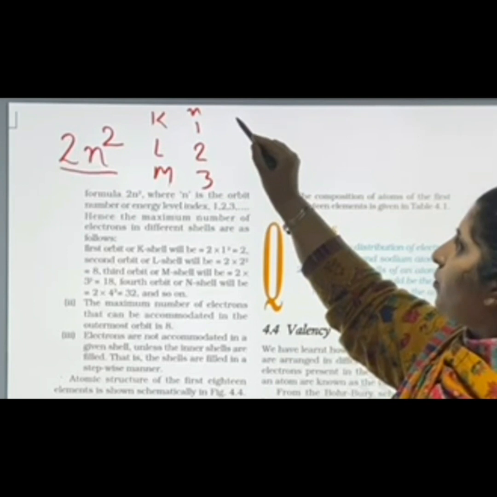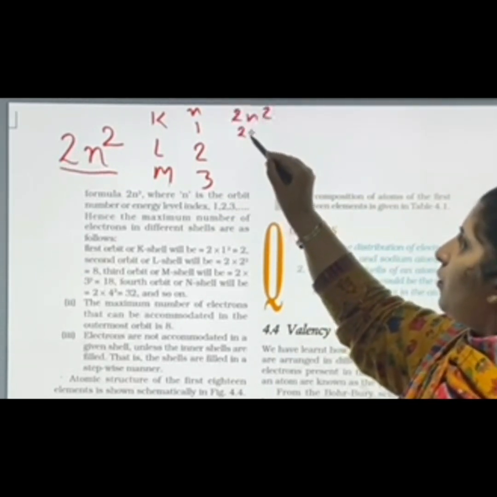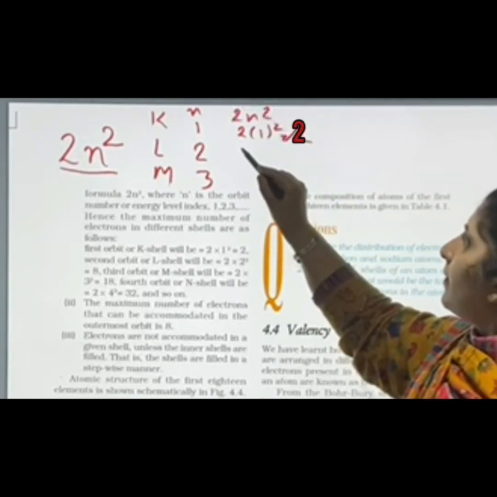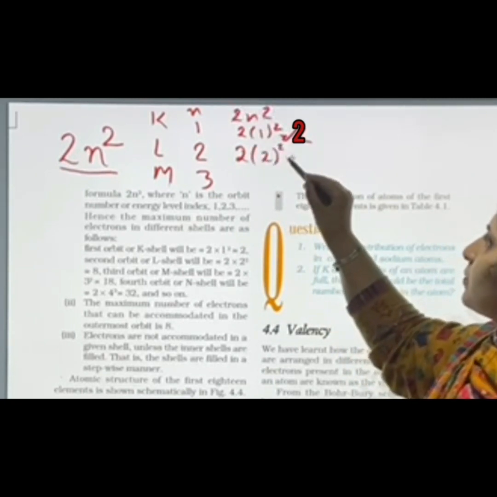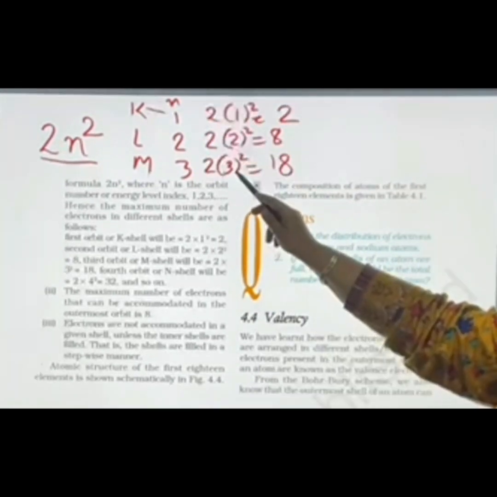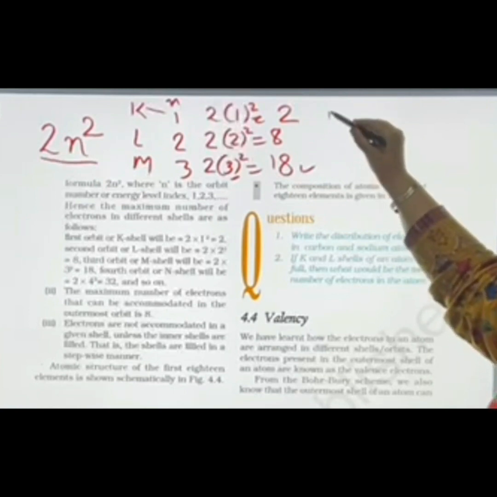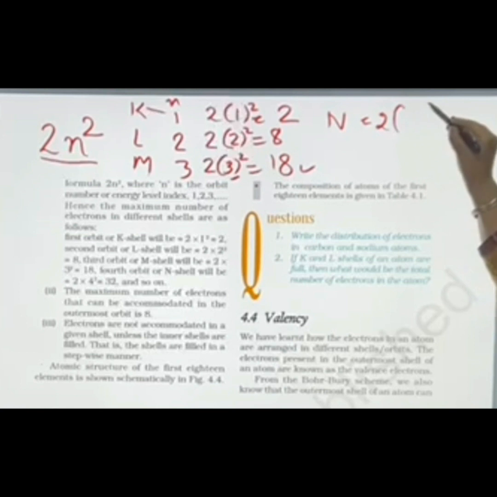So using the formula 2n², for n = 1, 2 × 1² is equal to 2, whereas for n = 2, 2 × 2² is equal to 8, and for n = 3, we get 18 electrons. The last one is the N shell, where the value of n is 4, and 2 × 4² is equal to 32.